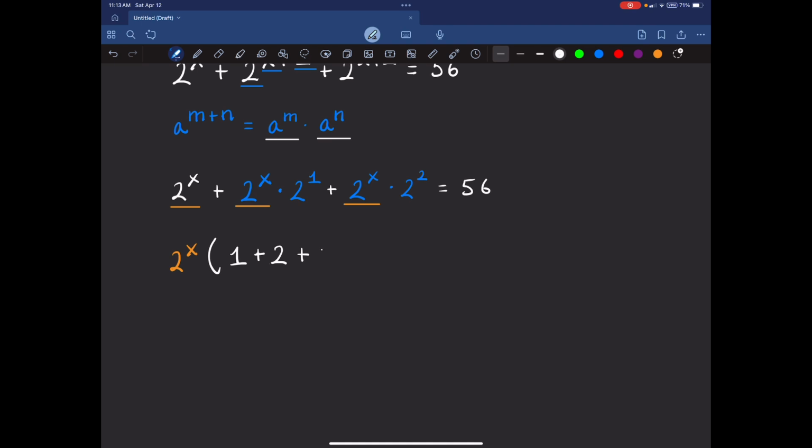Well, the answer is 2 squared, right? Because once we multiply that in, we would get this third term. And 2 squared, well, that's just 2 times 2, which is 4. And this is all equal to 56.